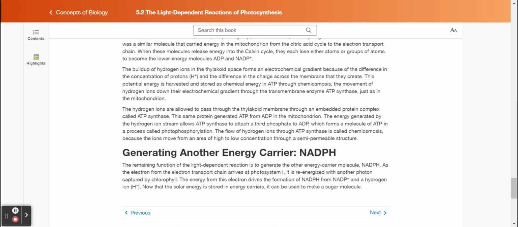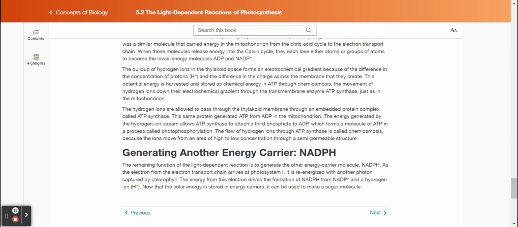The energy generated by the hydrogen ion stream allows ATP synthase to attach a third phosphate to ADP, which forms a molecule of ATP in a process called photophosphorylation. The flow of hydrogen ions through ATP synthase is called chemiosmosis because the ions move from an area of high to low concentration through a semi-permeable structure.